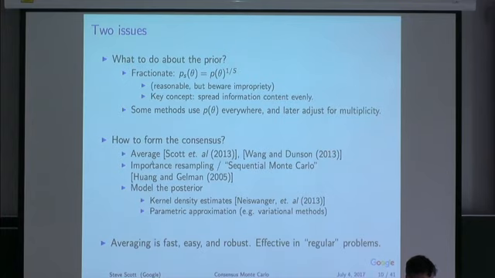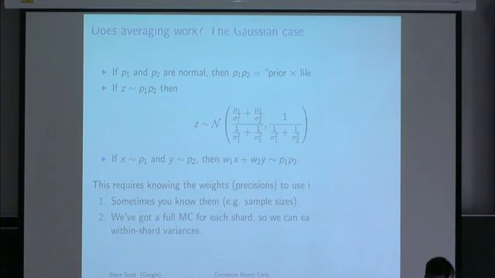Now, among these methods, averaging is the only one that's never going to break, right? It might give you the wrong answer, but it's not going to collapse down to a single point like a particle might, and it's not going to go off and fit some sort of a wild, weird model like the modeling methods might. So whatever its flaws, averaging is fast and easy and robust, and it does a good job in regular problems, whatever that means.